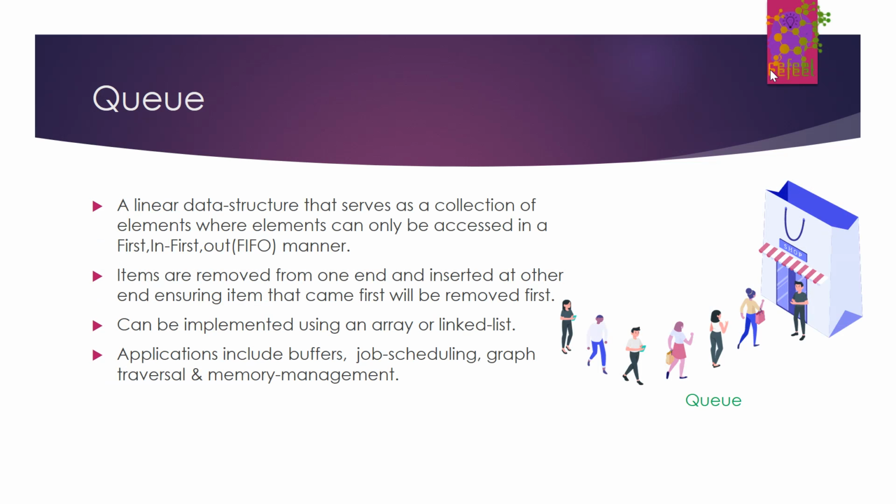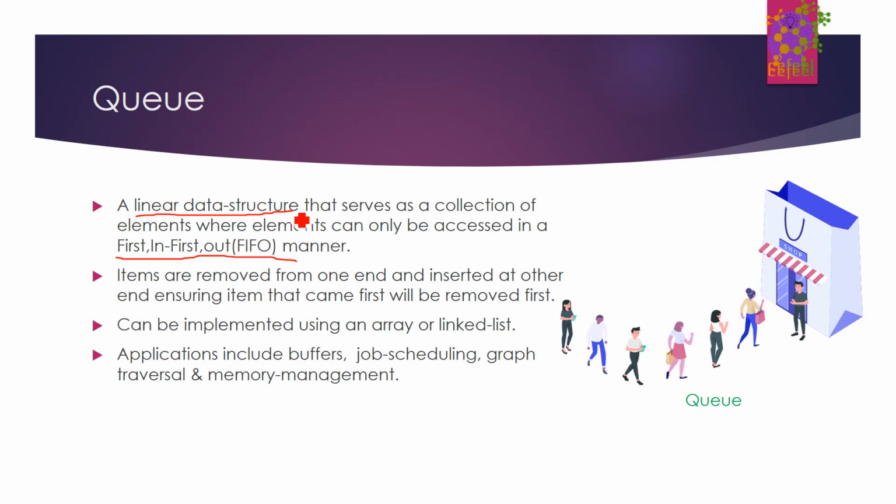So what is a queue? As the name indicates, and you might have heard it many times in a day, if you go to a shopping mall or any counter, there is always a queue. Which means the person who comes first is given a chance to be served first, and that's what we call first in first out. So queue is a linear data structure.